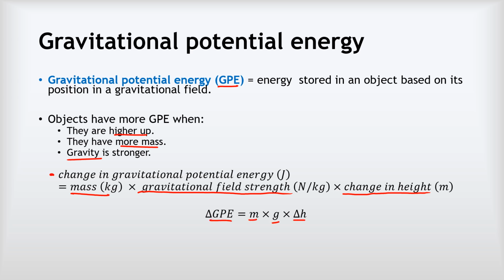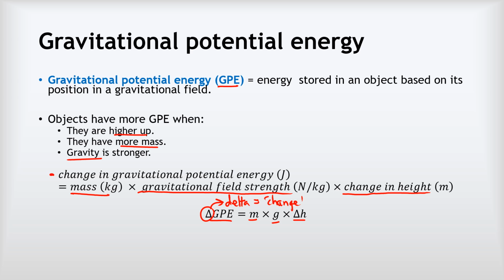Now, I'm saying delta, but you might not be seeing it. That triangle symbol, that is the Greek letter delta, which is their version of the letter D. That's specifically a capital delta there. And this is always used in physics to represent change. So when we say delta GPE, we mean change in GPE. When we say delta h, we mean change in h.